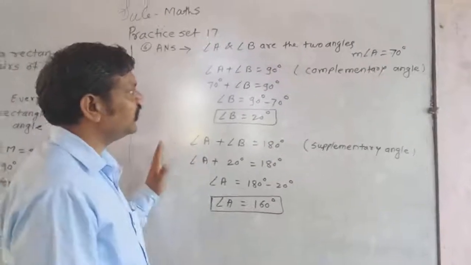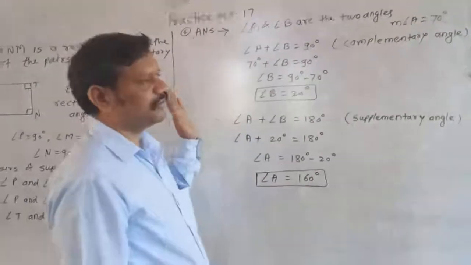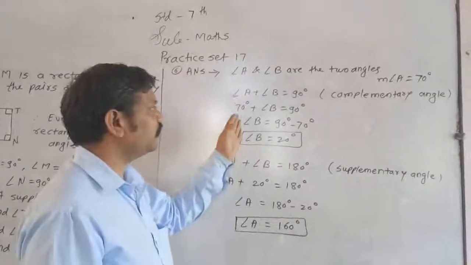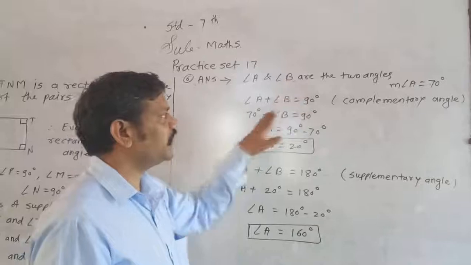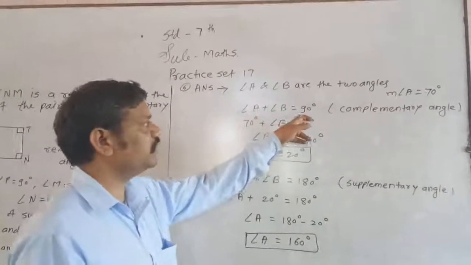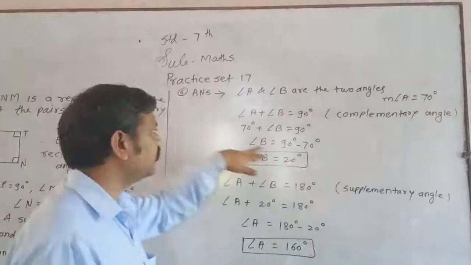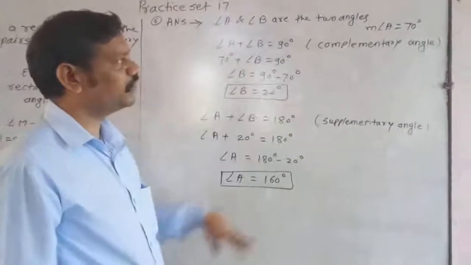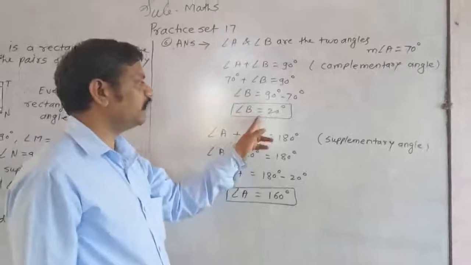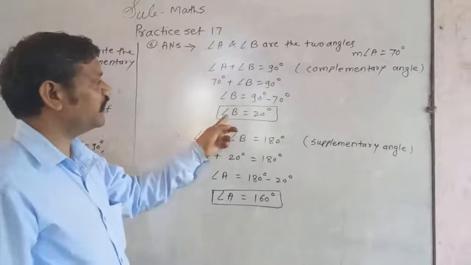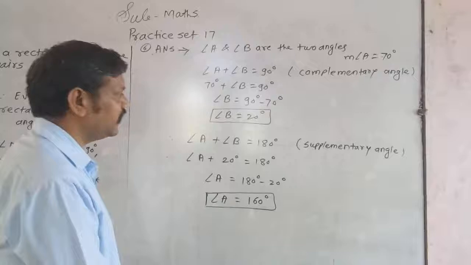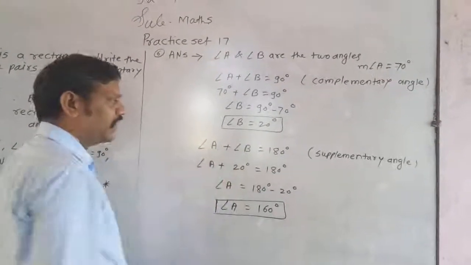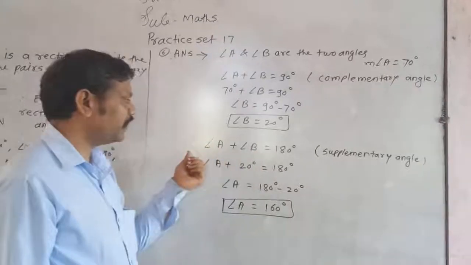So look once again here. What is the measure of the supplement of the complement of A? So first find out the complement of A, where angle A and angle B are the two angles. Angle A plus angle B is equal to 90 degrees, complementary angles. We have the measure 70 degrees for angle A. So we get angle B as 20 degrees, the complement of A. And then angle B's supplementary angle, find out the supplement of angle B.